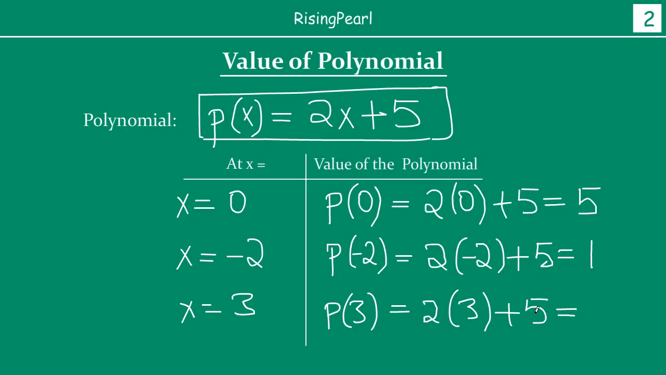So 6 plus 5, 11. So here friends, we have taken a linear polynomial, and at different values of x we found out what are the values of the polynomial at each of these different values of x. So let's probably take some more examples.